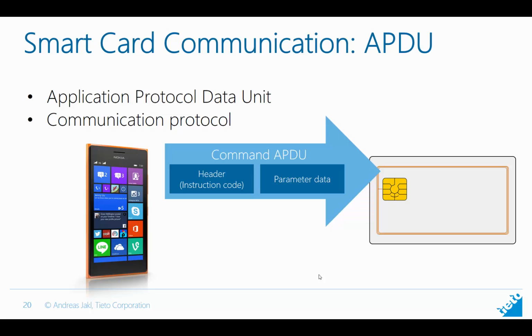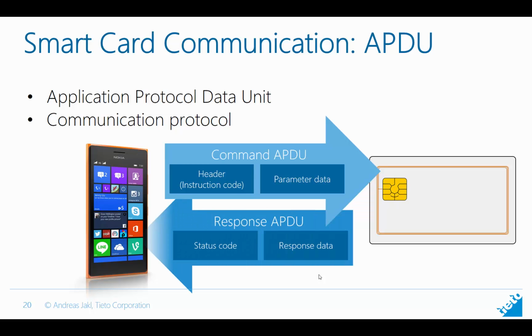For example, if you want to read specific data from the smart card, you say, which memory area of the smart card do you want to read? The card will process your command, will check are you actually authorized to do it, and then send a response APDU to your phone, which is a status code, and response data. For example, the memory area that you just wanted to read in case you're allowed to do so.